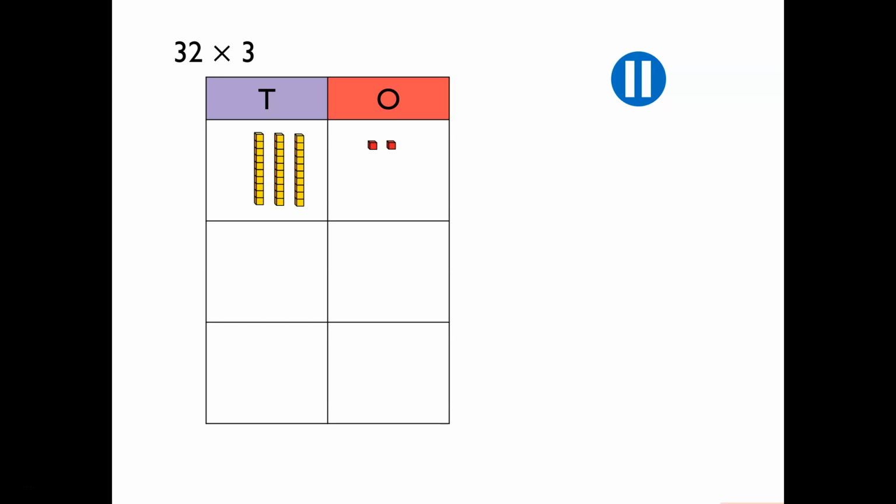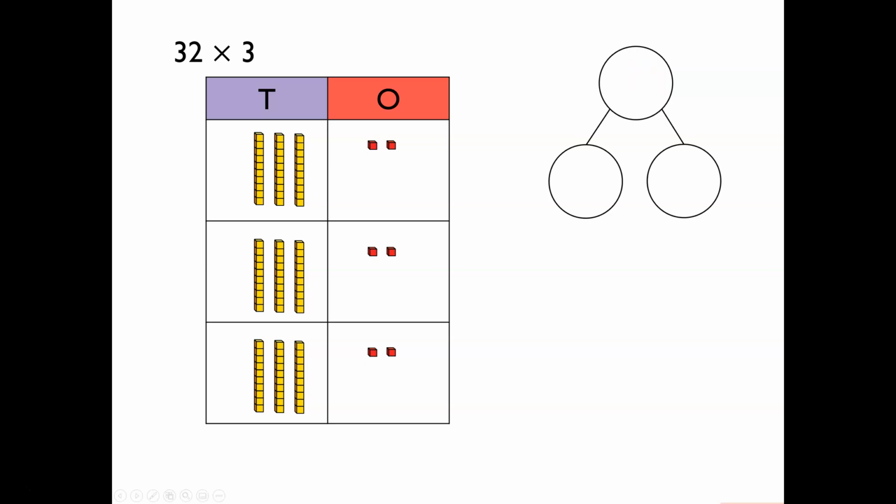First, 32 is shown on a place value grid, and we are multiplying 32 by 3, so we need 3 rows. Now we can represent 32 multiplied by 3 on a part-whole model. 32 is partitioned into its tens and ones value. We begin by multiplying with the ones values. We can see 2 times 3 is 6, 30 times 3 is 90, 32 times 3 is 96.